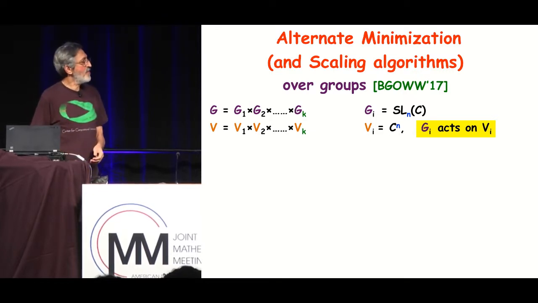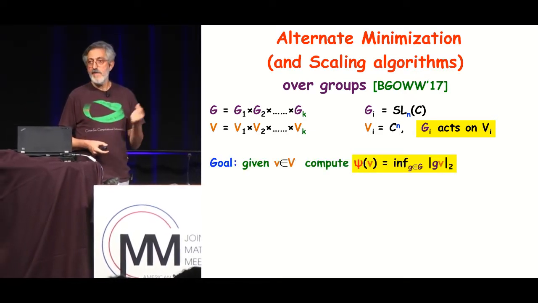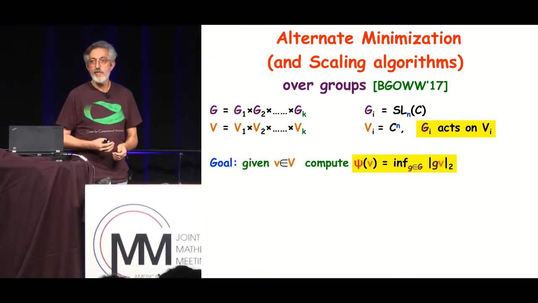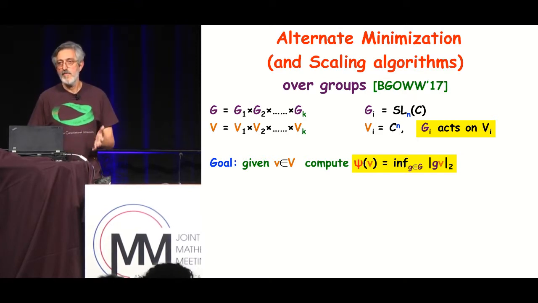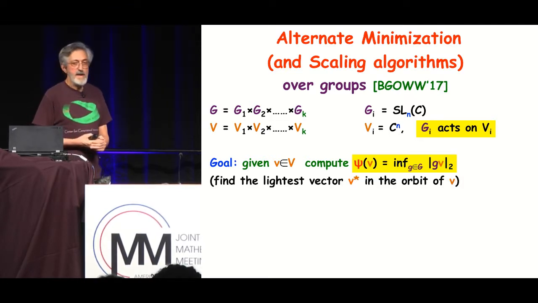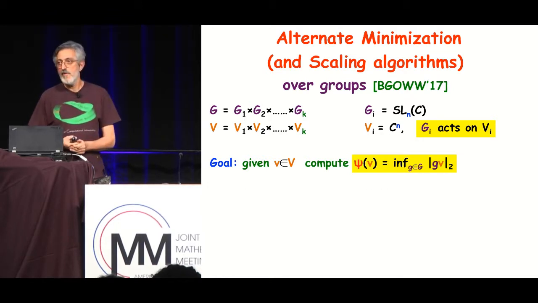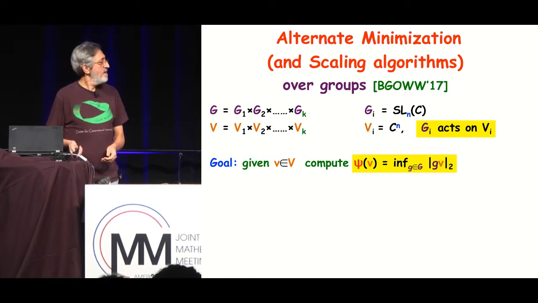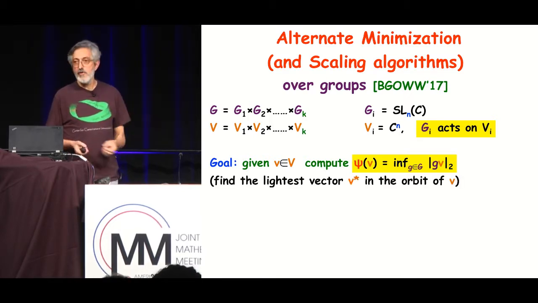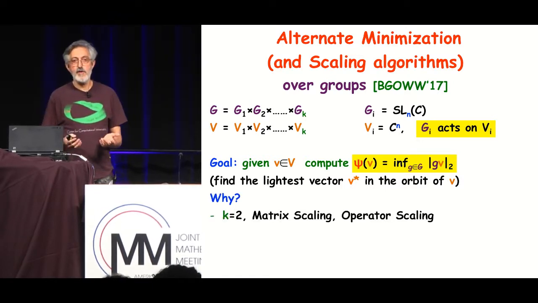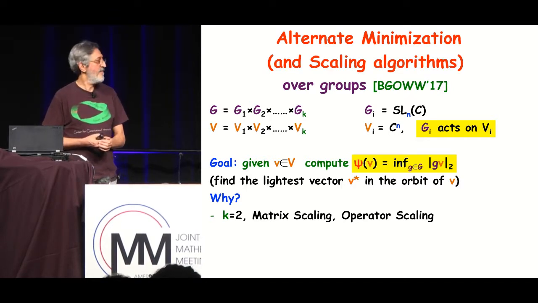And we are trying to optimize something. Given a vector in this vector space that is being acted on, suppose we want to compute the minimum L2 norm that we can get to by applying some group element from this group product. Again, like with the problems I mentioned before, it may not be obvious why this is interesting. So let me tell you why it's interesting. This problem is sort of, you are trying to find the lightest vector in the L2 sense among all vectors in the orbit of the initial vector under the group action.